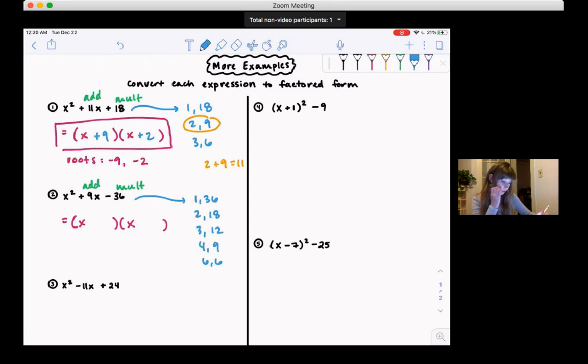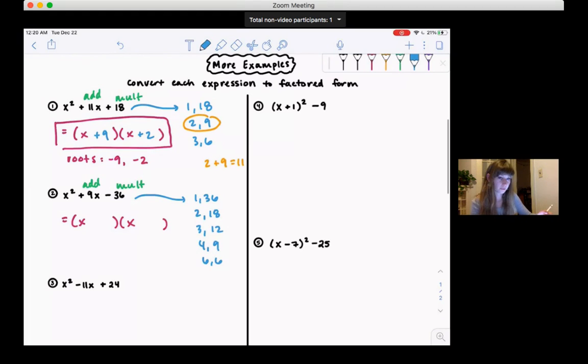Okay, so now we're going to go down the list and look for a pair that could make 9. We might need to use negatives. So 1 and 36 isn't going to work, 2 and 18 can't make 9, but 3 and 12 can. If I use a -3 and a +12, I get 9. So the numbers in my factors need to be a -3 and a +12.